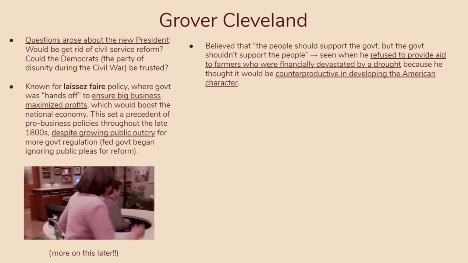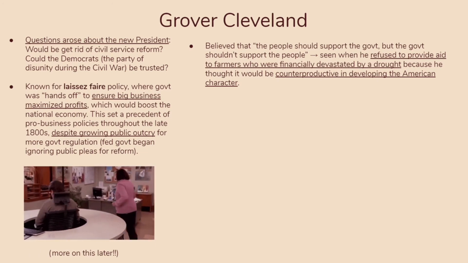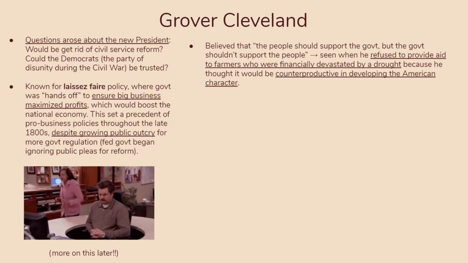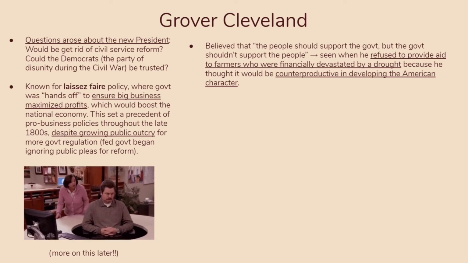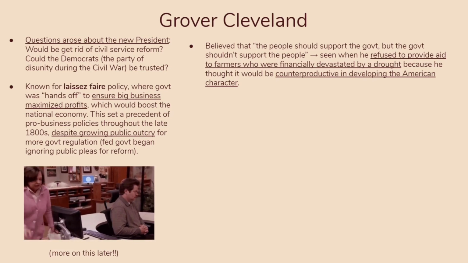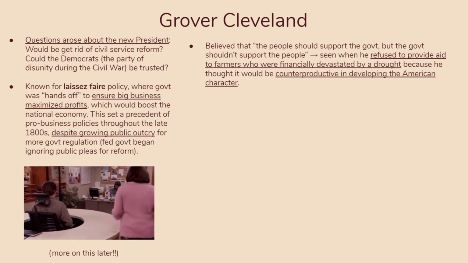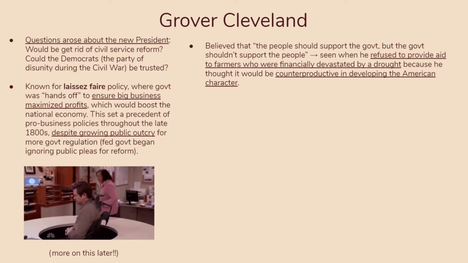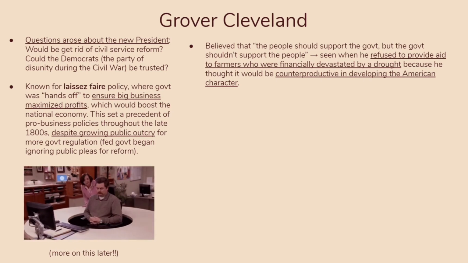So this is why he's very controversial, and it kind of explains why he served two non-consecutive terms as president. He was elected for 2 terms, but not consecutively. So he was elected in the election of 1884, and then 4 years went by, and then he was reelected.